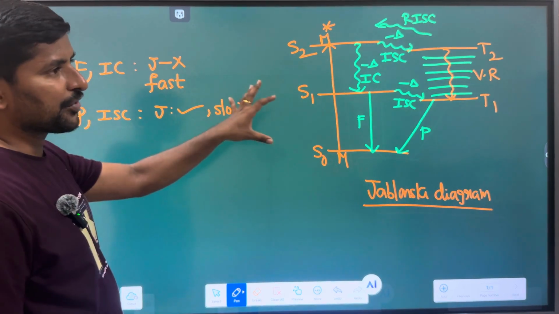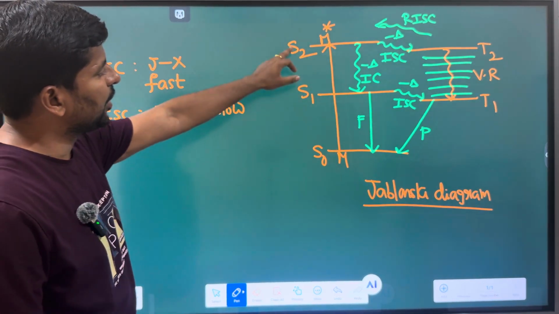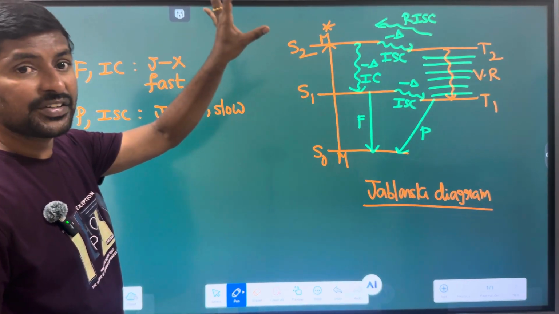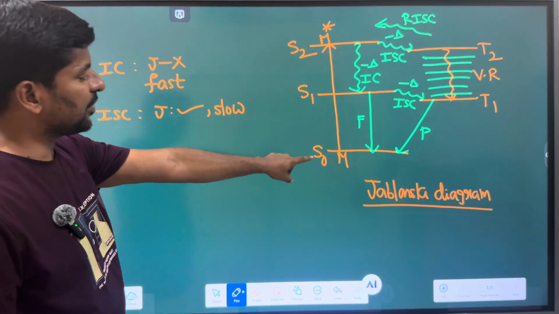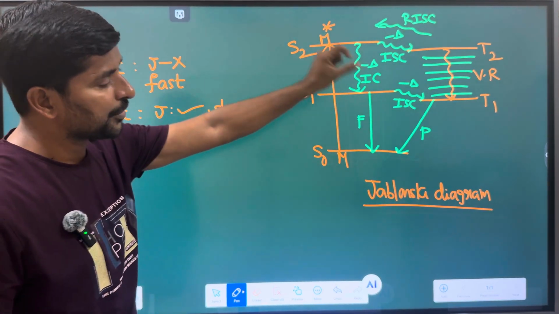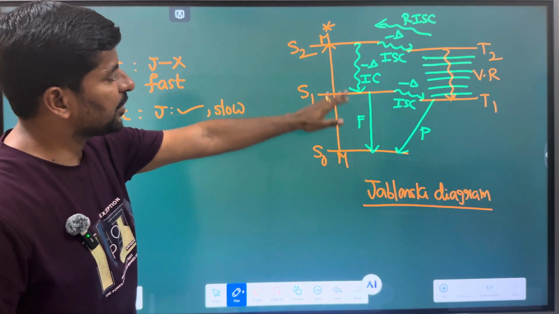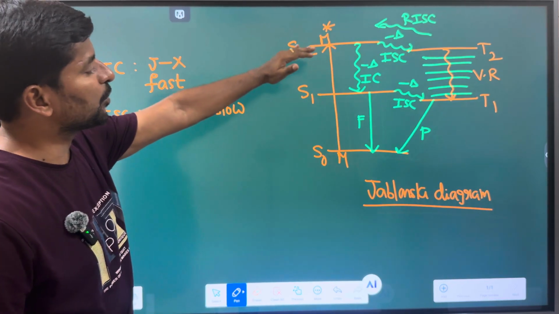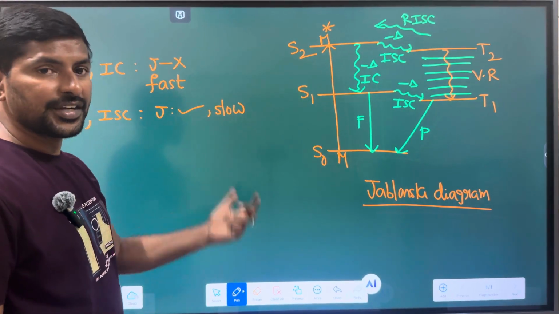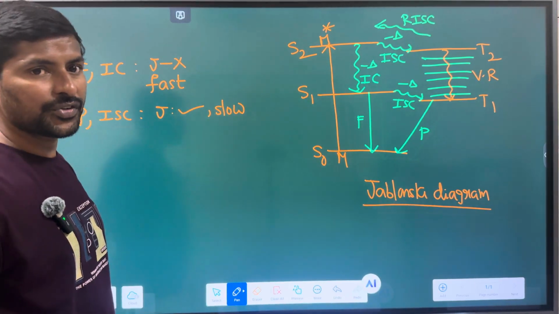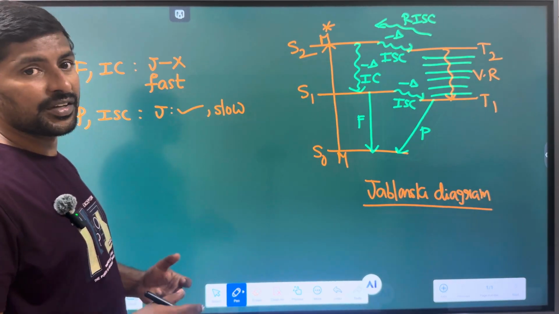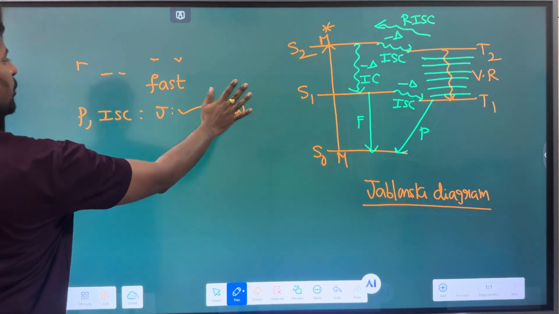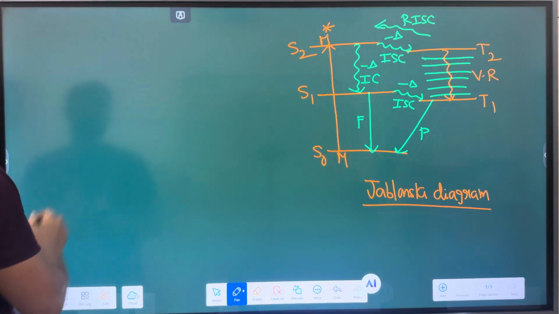In addition to photophysical processes, if you give energies, lifetimes, and kinetic data, that is called a state diagram. State diagram means the energy of singlet states, energy of triplet states, and the lifetimes of S1, S2, T1, T2, and rate constants for the processes occurring from those states.